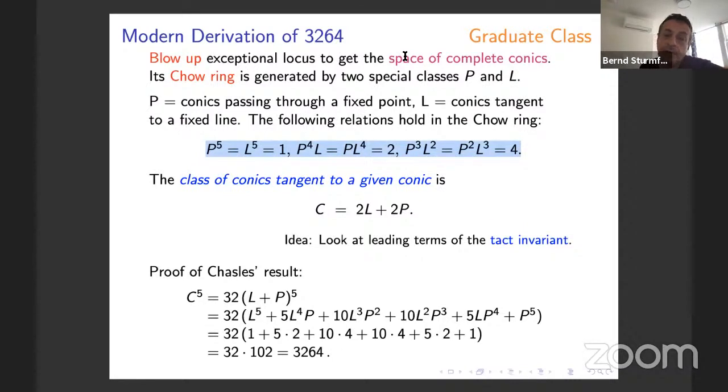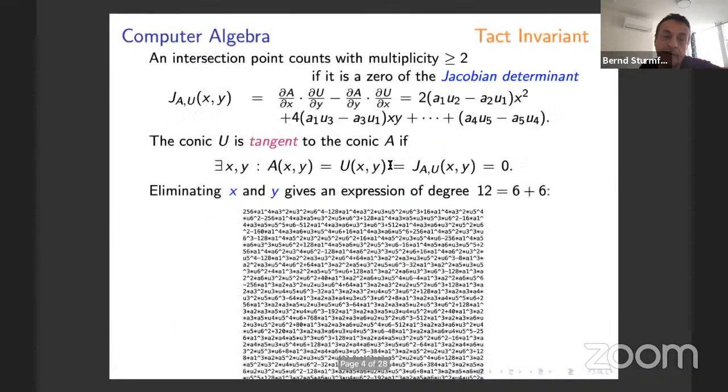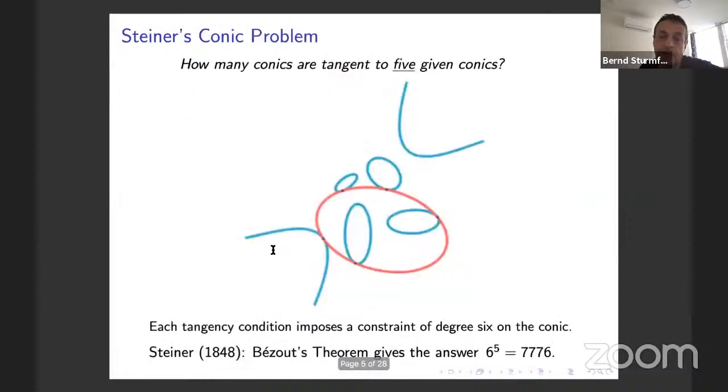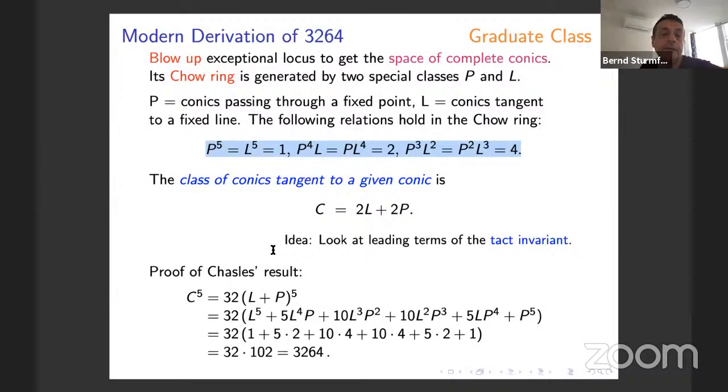Now, the final ingredient that we need is the class of the conics tangent to a given conic. And that class is 2L plus 2P. And the best way to see this is to look at the leading term of the tact invariant. So by just staring at the tact invariant, with a little bit of practice, you can read this off, that the conics tangent to a given conic have class 2L plus 2P.